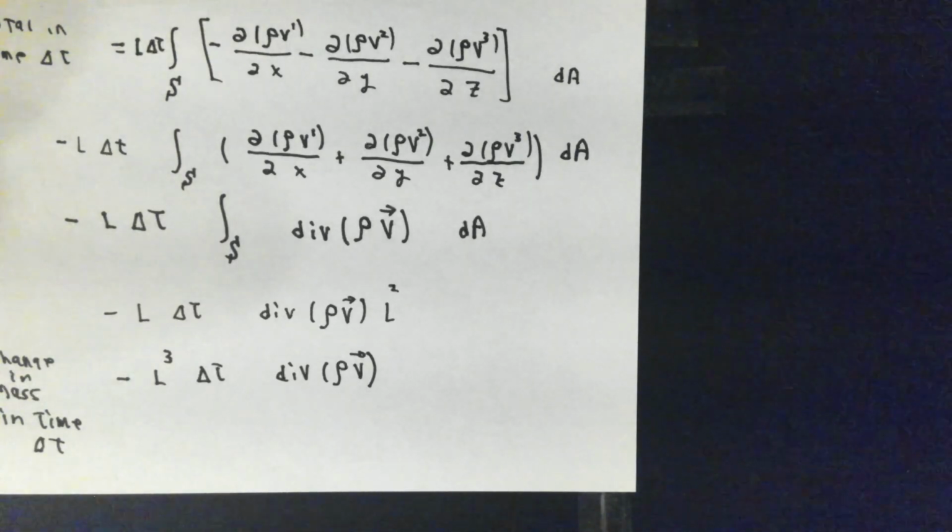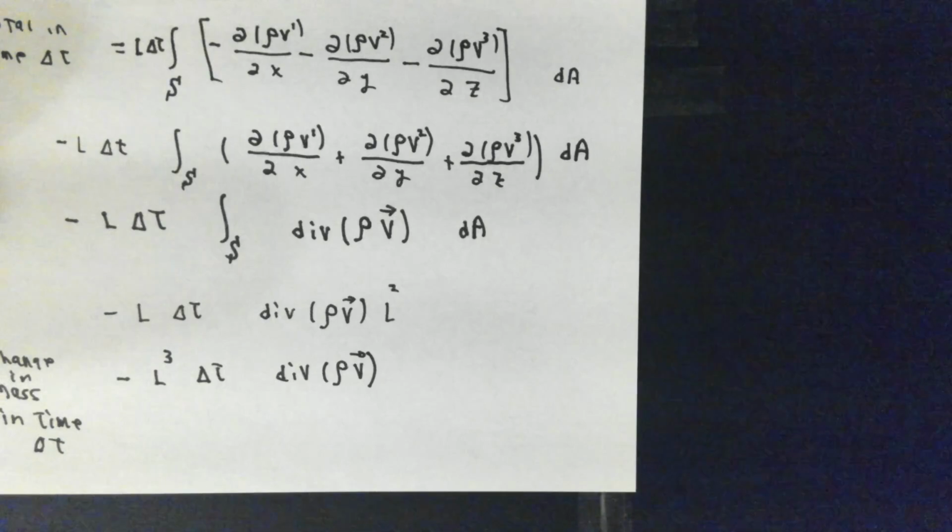With this thought, I can think of the change in mass during time delta t as being the negative of L cubed delta t times the divergence of this mass density flux vector. Notice L cubed is the volume of the cube. If I divide mass by volume, I'll get density.